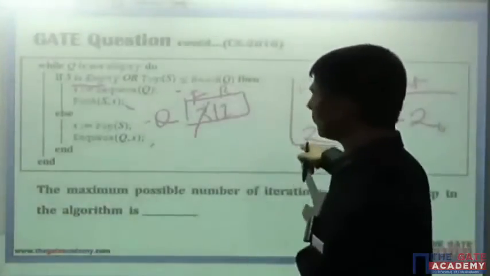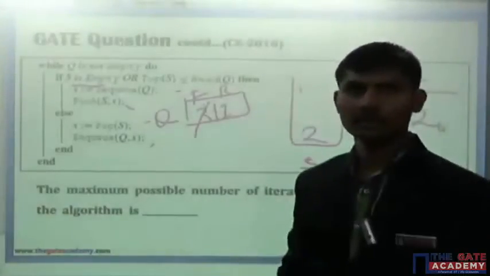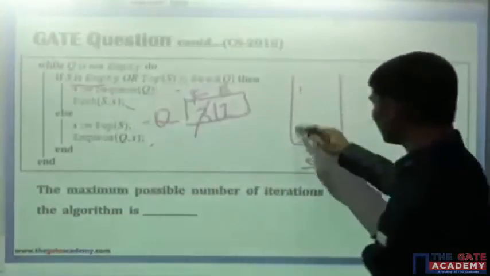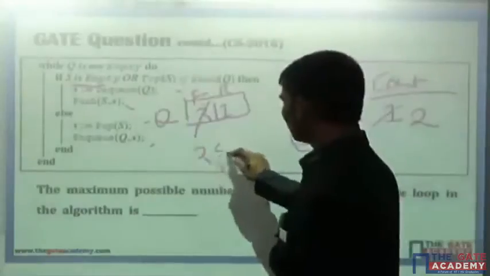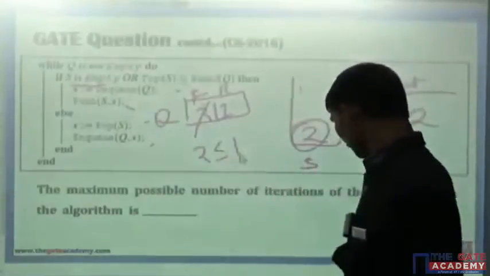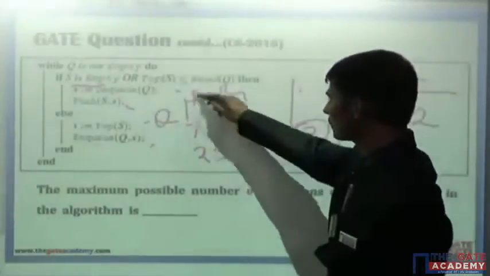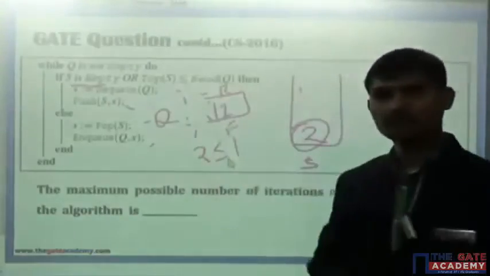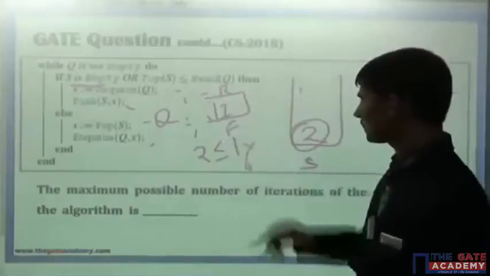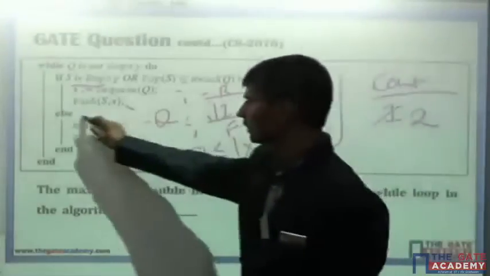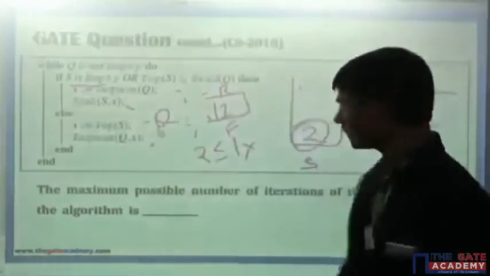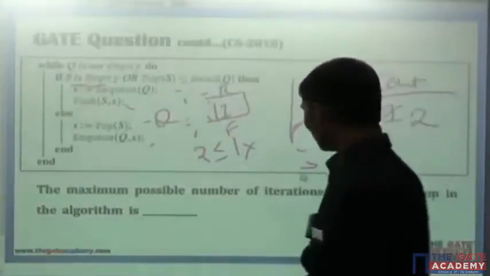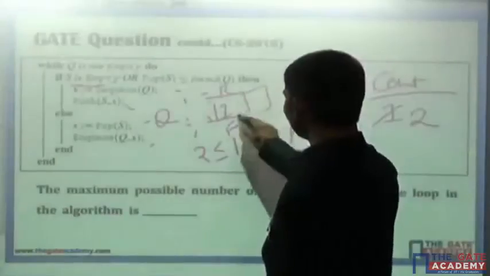Now you will check, if S is empty, no, the stack is not empty. This is false, so you check top of S less than or equal to head of Q. The top of S is 2 and the head of Q is 1, so 2 less than or equal to 1, the condition is false. If this condition is false, then the else block will execute. In the else block, you pop this element from the stack and insert it back into the queue.